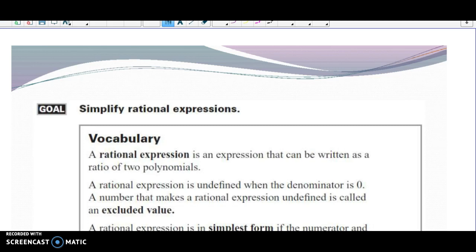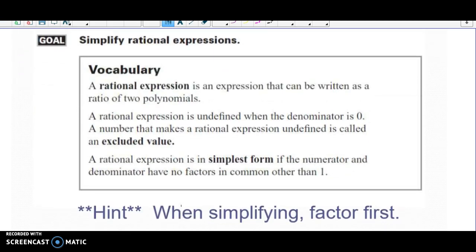So a couple things to keep in mind is that a rational expression is any expression that can be written as a ratio, or in other words, a fraction of two polynomials. So the only time a rational expression is undefined is when the denominator is 0, which we already knew. So any number that makes a rational expression undefined is called an excluded value.